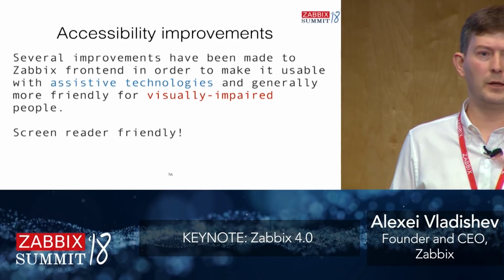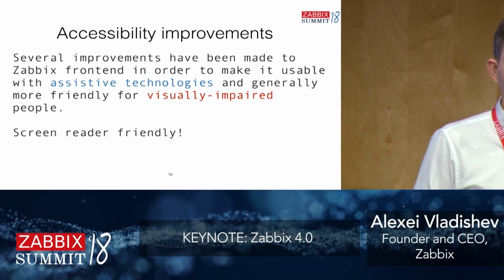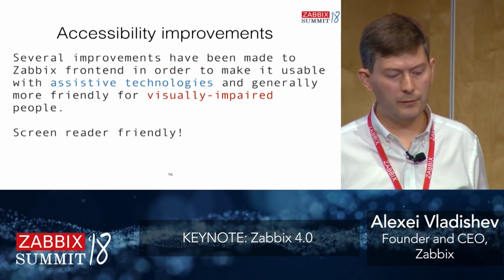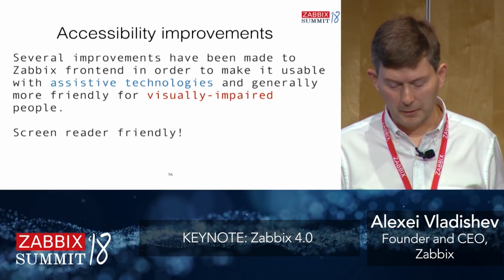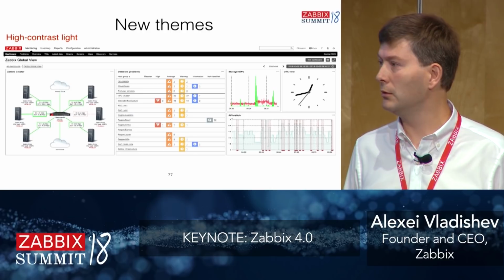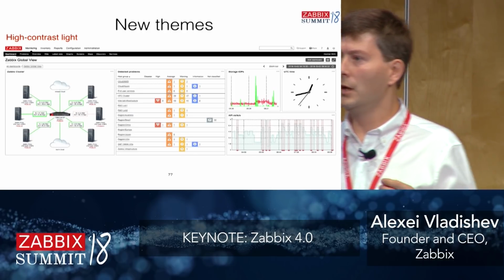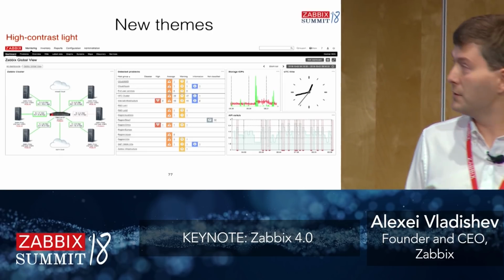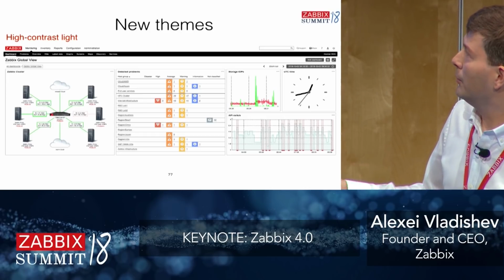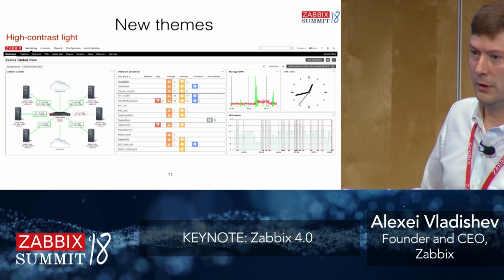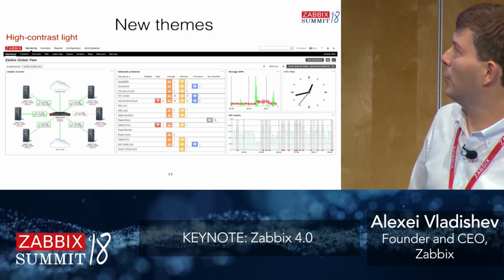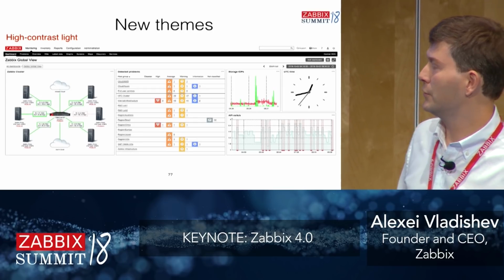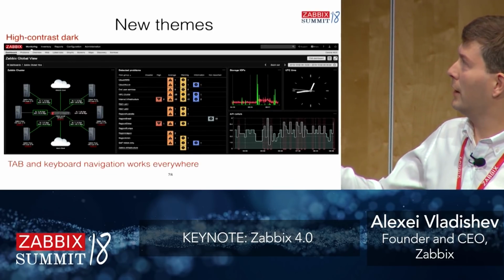They will read some kind of garbage from the screen, right? So we reviewed all UI to make sure that Zabbix UI is ready for visually impaired people. And also, we introduced two new themes. One is a high contrast light. As you can see, even in high contrast light, we display things differently. Yeah, so it's really easy to spot what's going on here. Yeah, so we use special icons with a different shape, and again we also have high contrast dark.